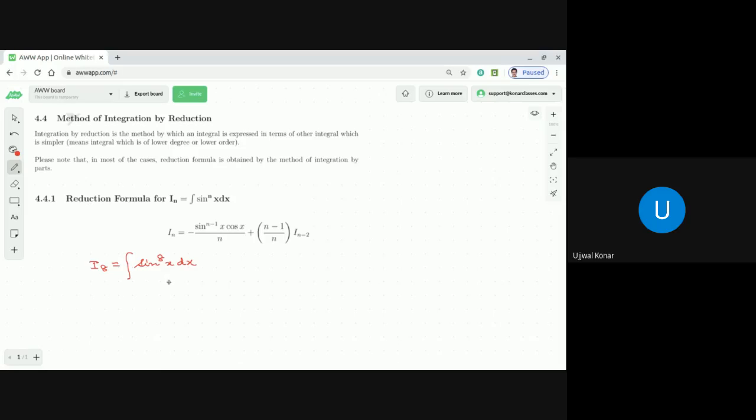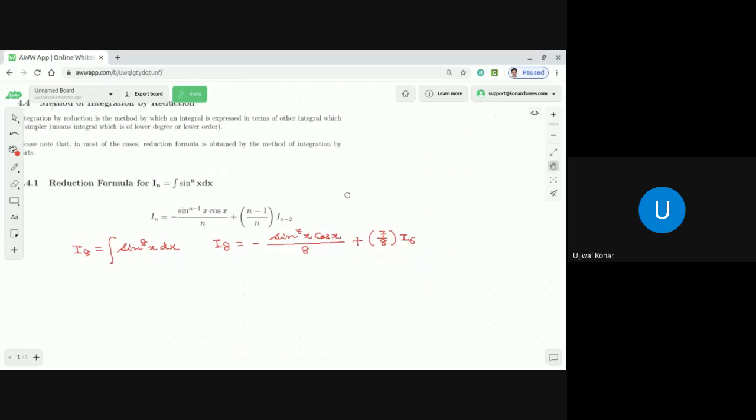According to this formula, I8 is equal to minus sine to the power 8 minus 1, that is sine to the power 7x cos x divided by n, that is 8, plus n minus 1 is 7 and n is 8, so 7 by 8 into I6. I6 means integration of sine to the power 6x dx. Got it, dear students? So then what will we do?